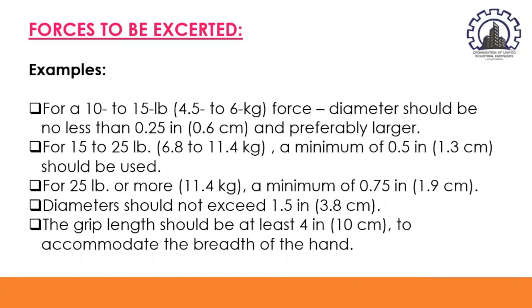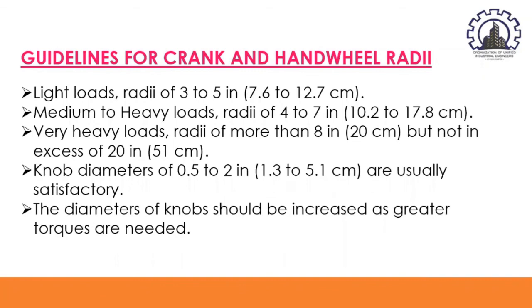Next, we have the guidelines for crank and handwheel radii. For light loads, radii of 3 to 5 inches or 7.6 to 12.7 centimeters. For medium to heavy loads, radii of 4 to 7 inches or 10.2 to 17.8 centimeters. For very heavy loads, radii of more than 8 inches or 20 centimeters, but not in excess of 20 inches or 51 centimeters. Knob diameters of 0.5 to 2 inches or 1.3 to 5.1 centimeters are usually satisfactory. Lastly, the diameters of knobs should be increased as greater torques are needed.